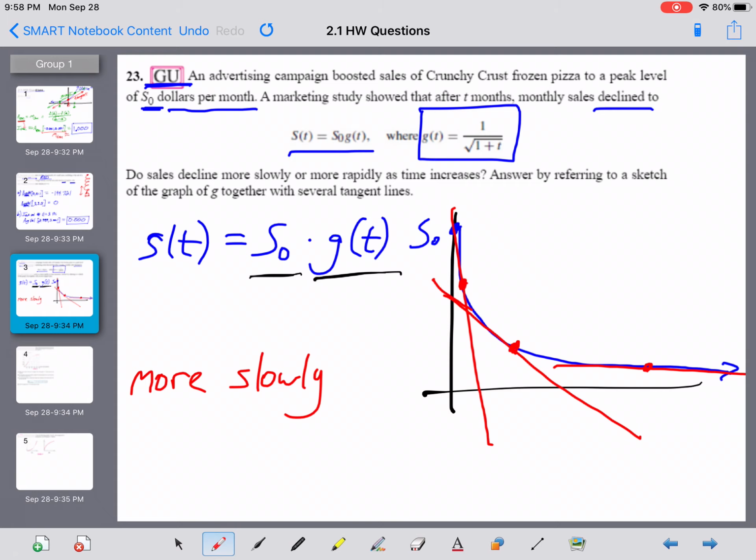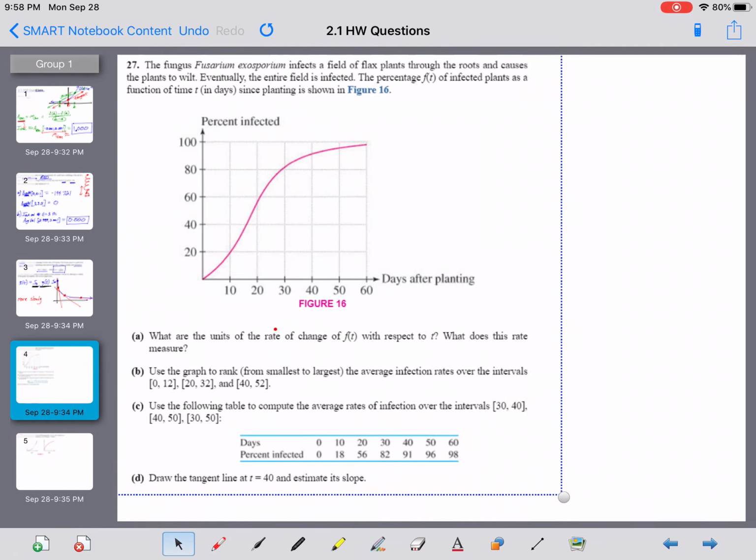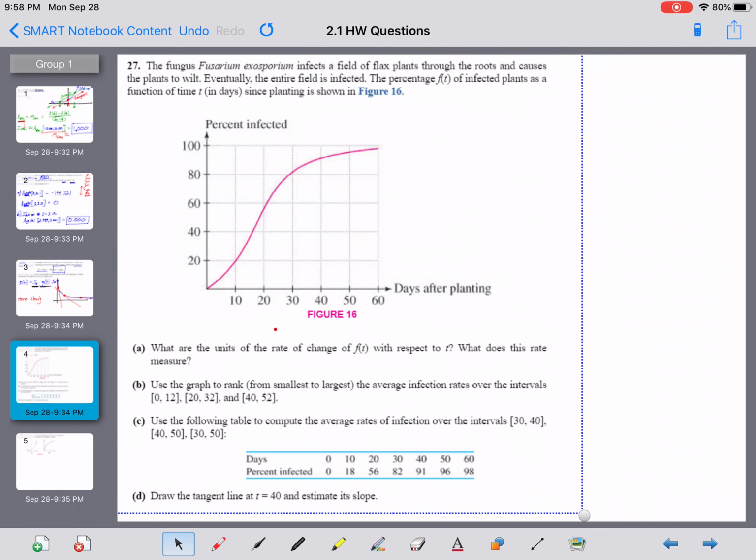Okay, so that's number 23. Okay, 27. The only question I was asked here, guys, was about part D. So I'm going to go ahead and just deal with that. And if anybody else wants to see other parts of this worked out, you guys go ahead and let me know. But this question here asked us to draw the tangent line at t equals 40 and estimate its slope.